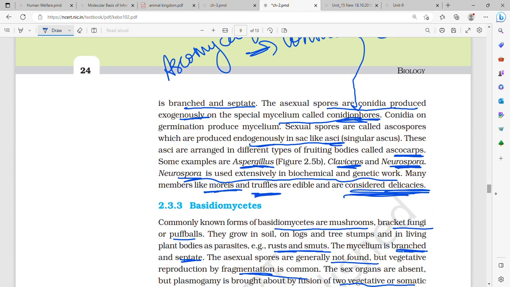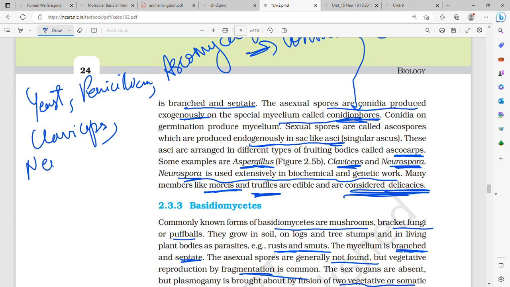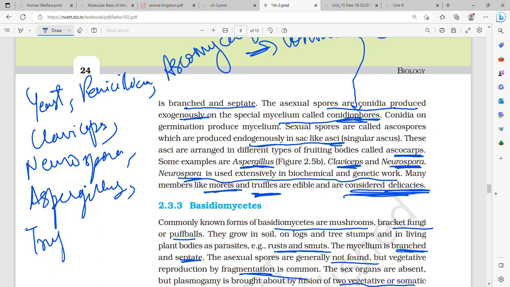So what are the examples of Ascomycetes? Yeast is an Ascomycete, Penicillium is an Ascomycete, Claviceps, Neurospora, Aspergillus, then truffles and morels.